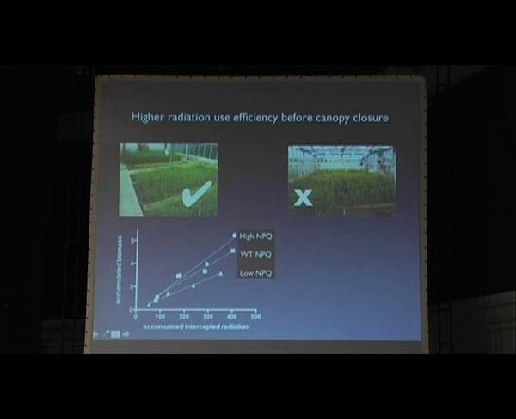We do this by plotting the accumulated biomass against the accumulated intercepted radiation, and it's higher in plants that have a higher capacity for non-photochemical quenching. And this, to my knowledge, is the first time that anyone has ever shown this, either in a crop plant or Arabidopsis.